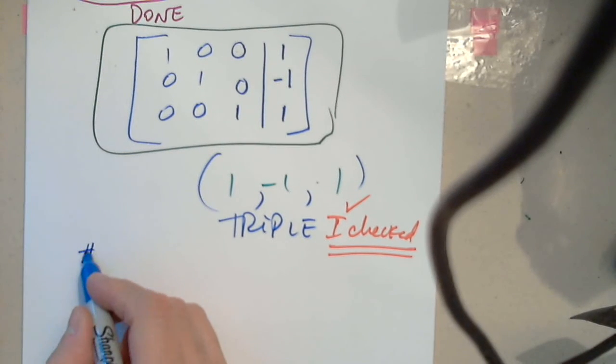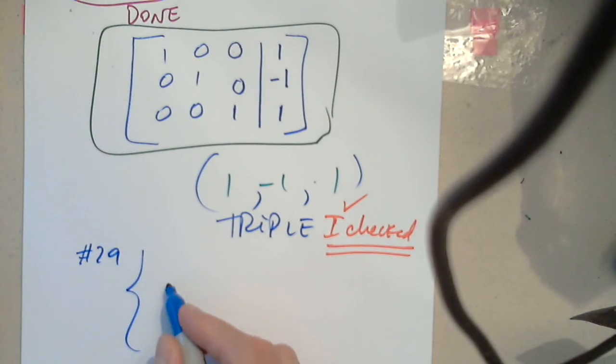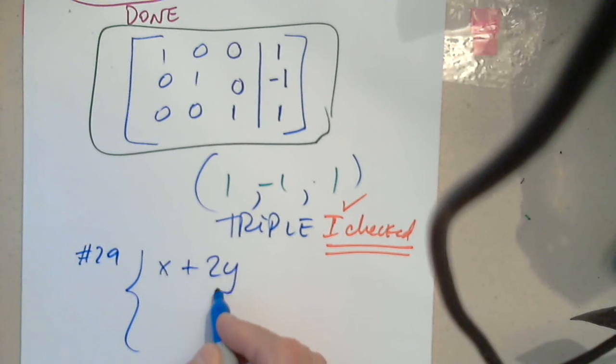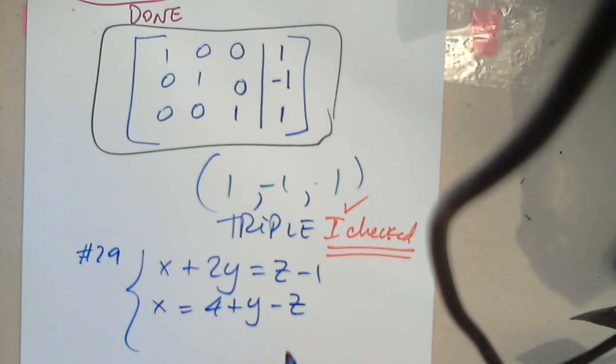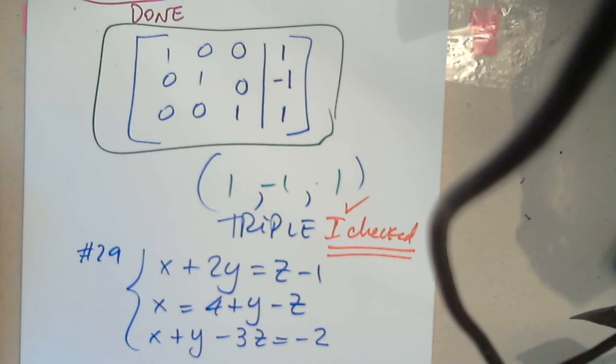Okay, I thought 29 caught my eye. X plus 2y equals z minus 1. X equals 4 plus y minus z. And x plus y minus 3z equals negative 2. I'm checking I copied it correctly. X plus 2y equals z minus 1. Correct. X equals 4 plus y minus z. Correct. X plus y minus 3z equals negative 2. Correct.